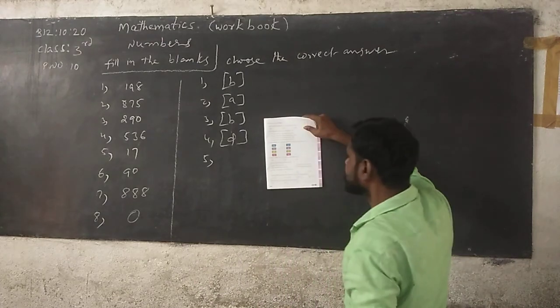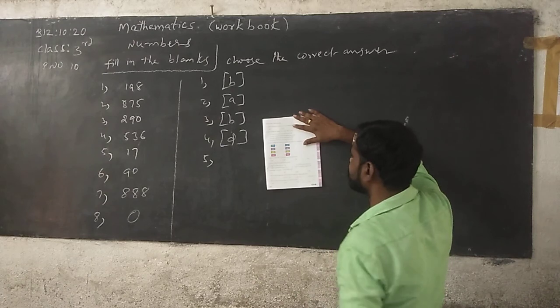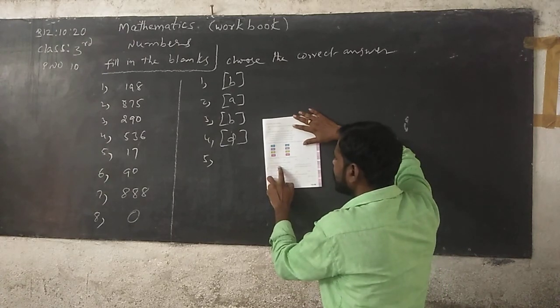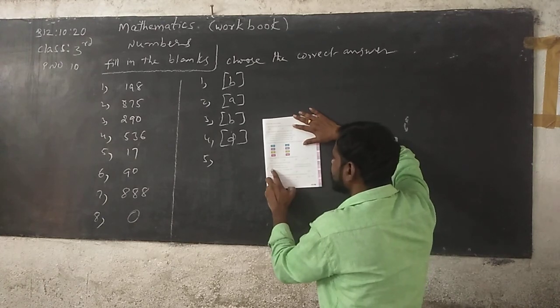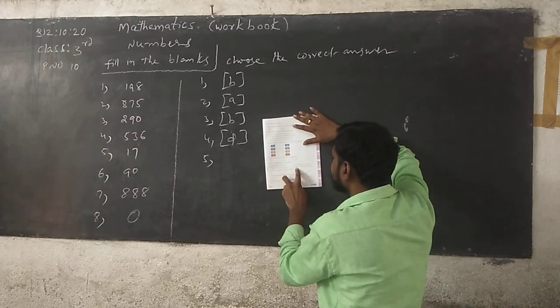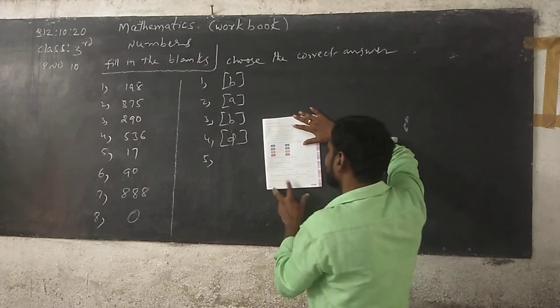Fifth one. Which of the following is the same as 824? A, 842. B, 284. C, 824. D, 482. C is the correct answer, 824.